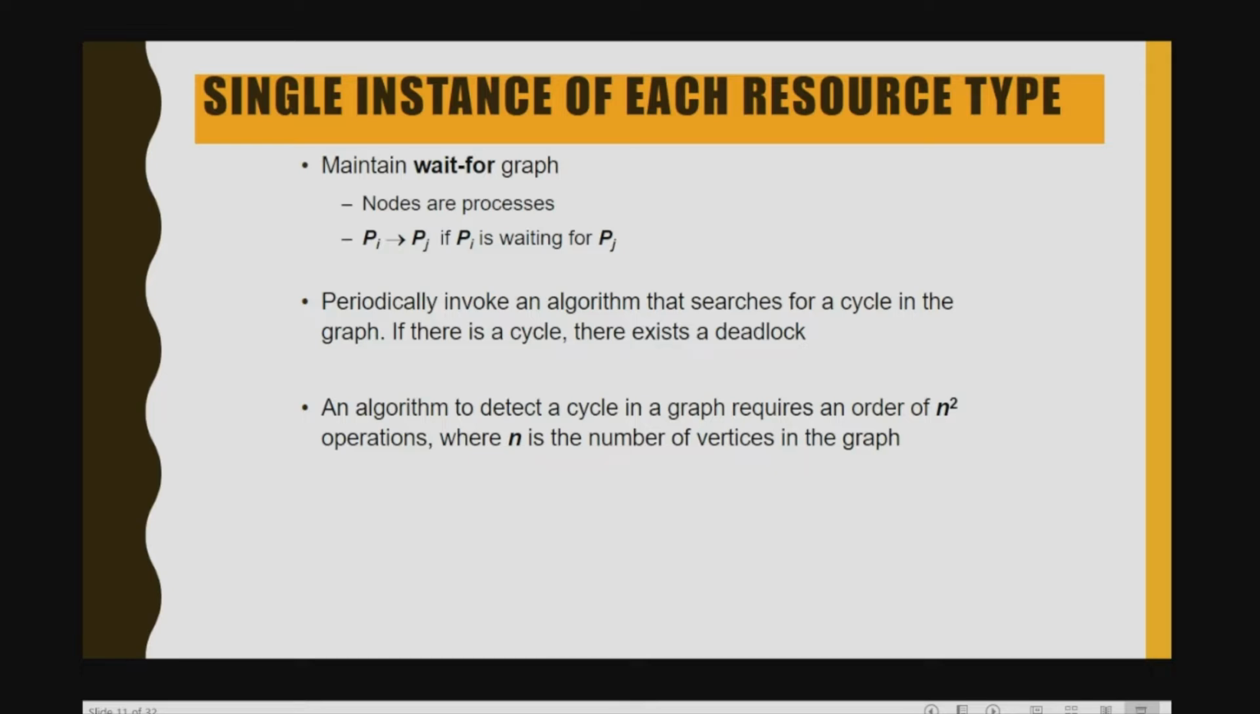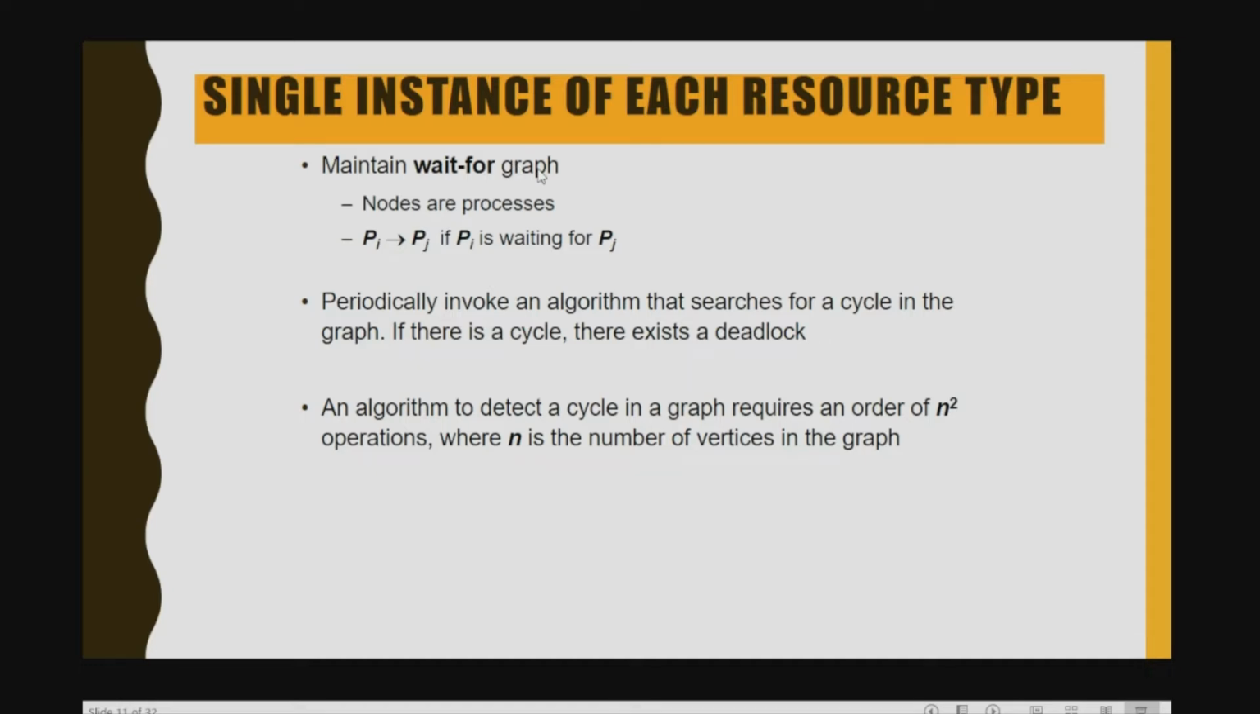So we maintain a wait-for graph, and the nodes are processes Pi, Pj. Okay, we have Pi, we have Pj. If Pi is waiting for Pj, it looks like this. That means Pi is waiting for Pj, process i is waiting for process j. Later on we'll look at the wait-for graph.